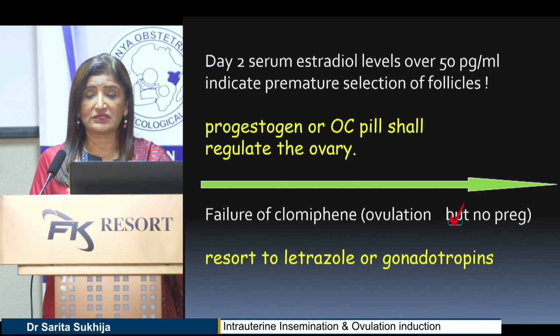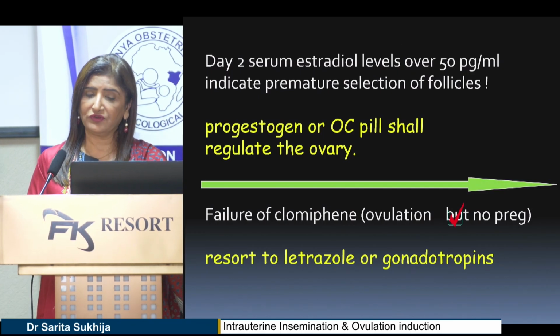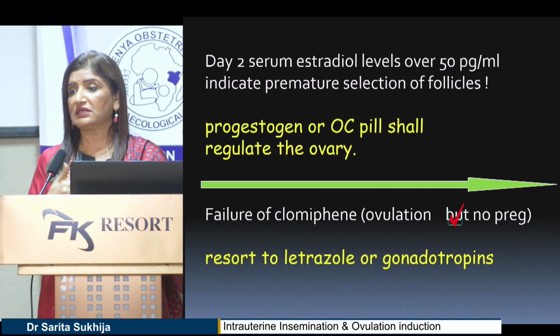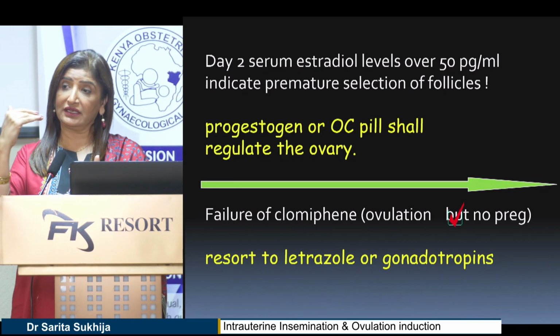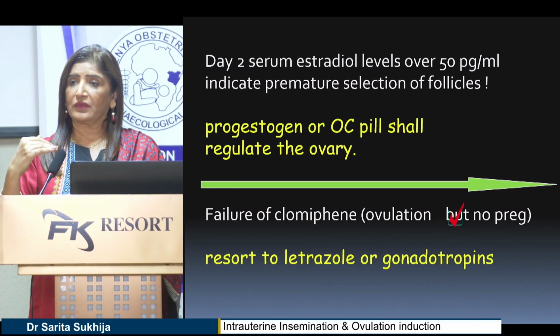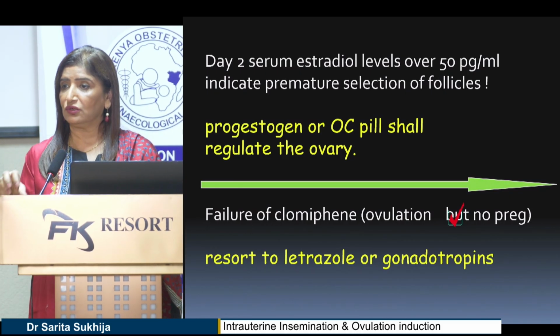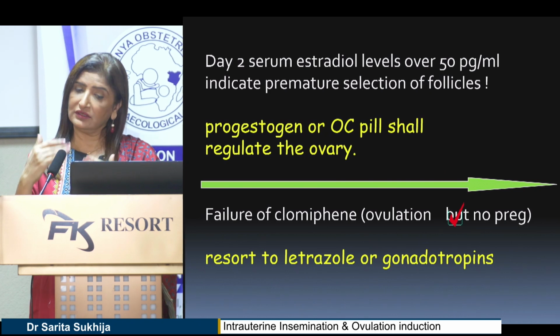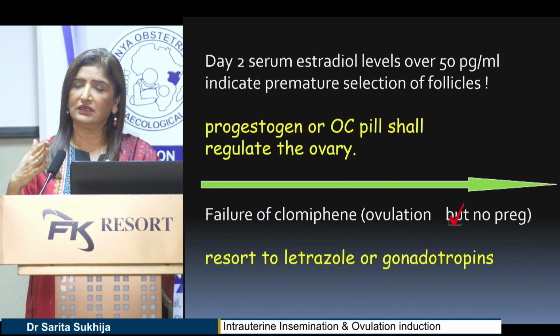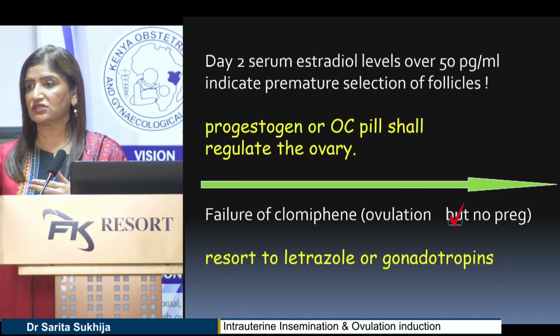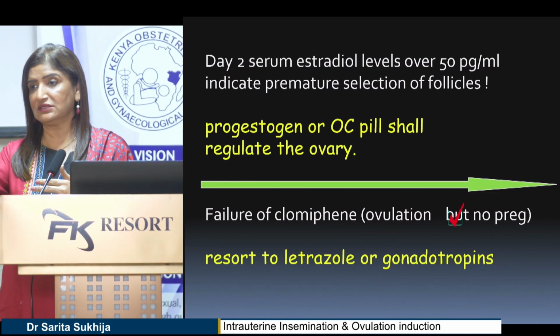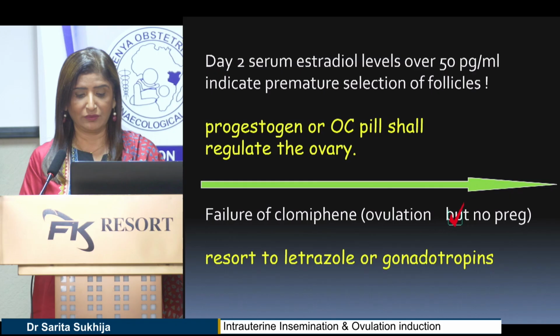Day 2 serum estradiol levels, up to 50-60 we take as normal, but if they are more, it means there is already a premature selection of the follicles. If you start with high E2 levels and put the patient on ovulation induction, suppose E2 levels are already at 90 or 100, within the next 4-5 days it will reach the peak and cause an LH surge, and you will have a premature follicle.